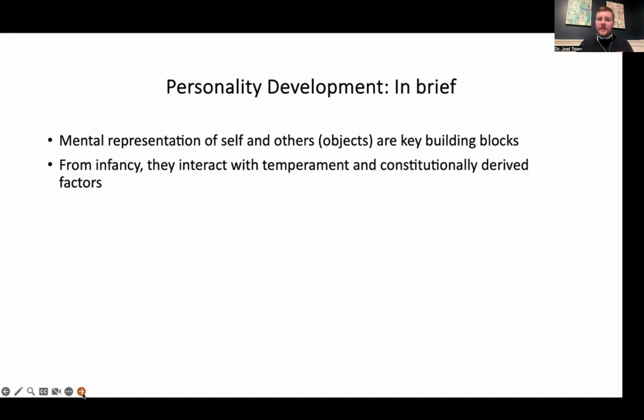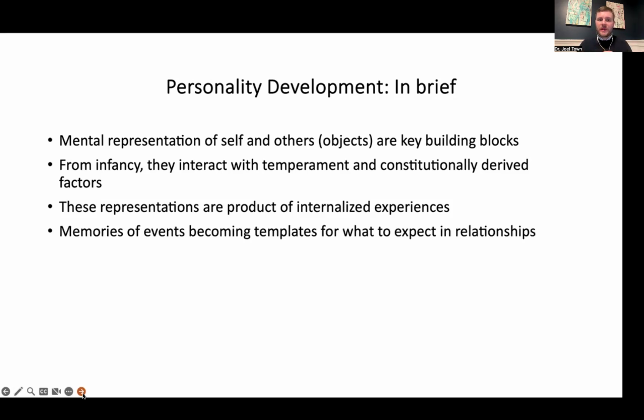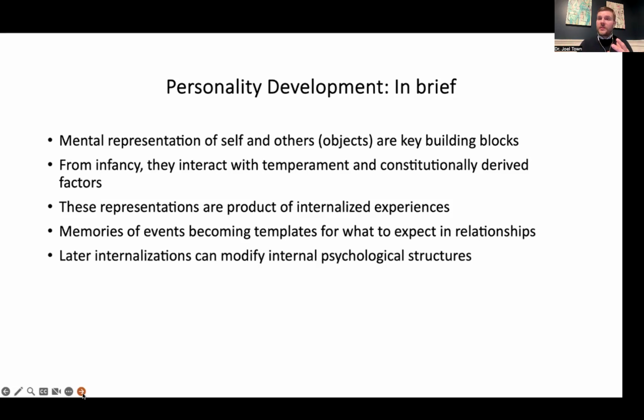So, in brief, we develop mental representations of ourselves and of others or objects, and these become key building blocks for then how we experience and interact with the world. And these are going to develop early in infancy, and they also interact with more genetically derived factors, including temperament. But these representations of self and other are heavily influenced by our internalized experiences from our attachment relationships. And the memories of these experiences become templates for what to expect in future relationships.